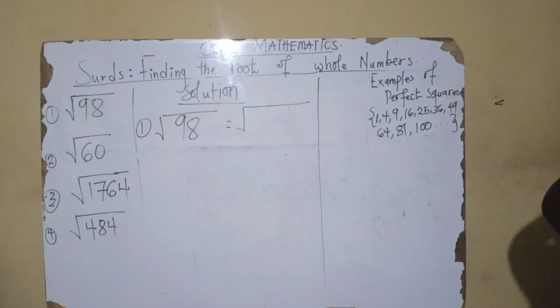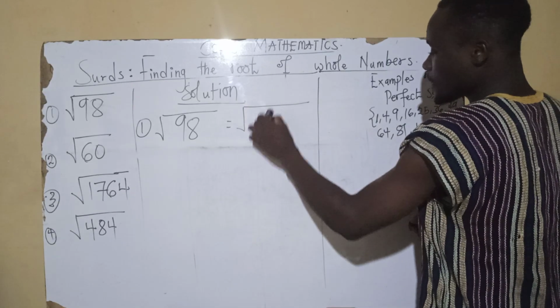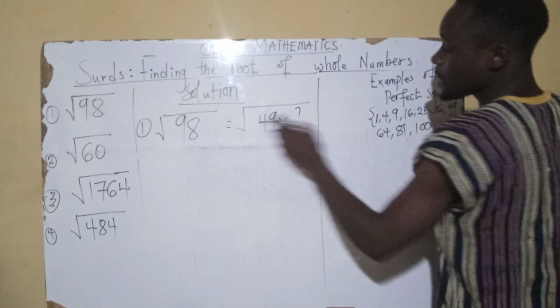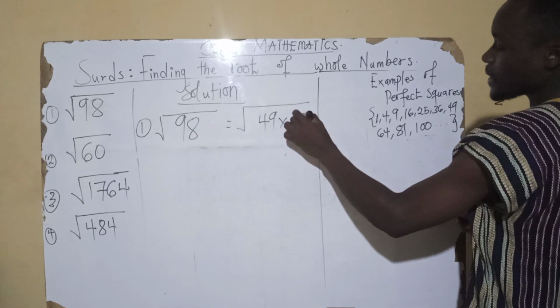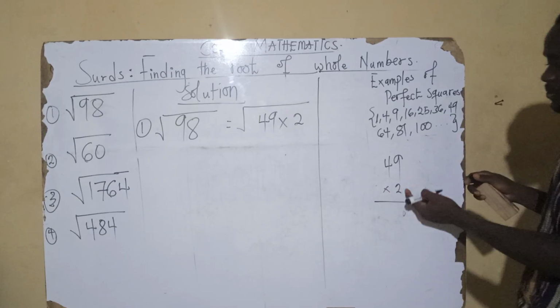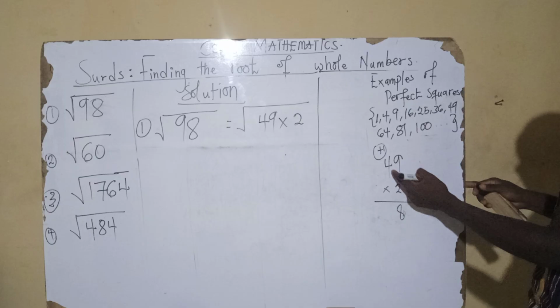So now 49 can work for us, right? So let's pick 49 as a perfect square. 49 times what number will give us 98? Now we realize that it is 49 times 2. Let's check it and see. 2 times 9 is 18. Remember 1. So 2 times 4 gives us what?